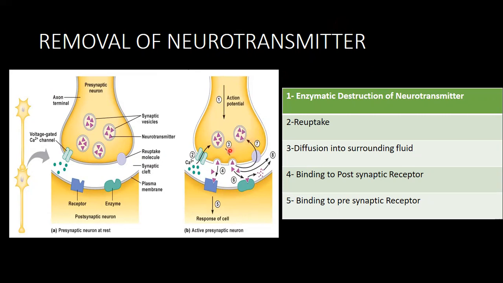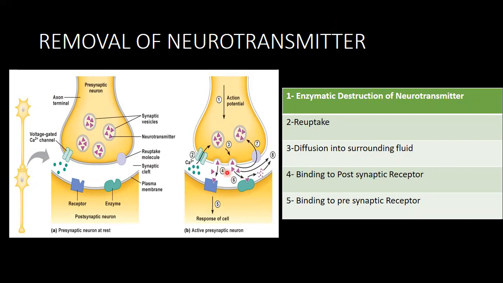Now when we see the complete process of this, first there is enzyme destruction of the neurotransmitter. For example, suppose we have acetylcholine and it is removed from the synaptic cleft. See, this is our acetylcholine, the purple one, and it is being released from this synaptic cleft.